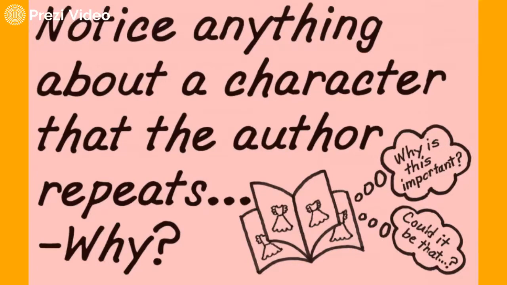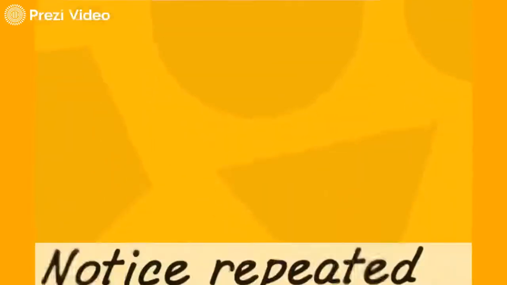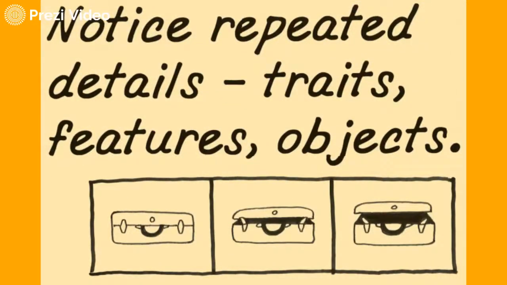So you want to notice anything about a character that the author repeats, and of course, pause and ask yourself why. Why is it important? Next, notice anything that is repeated, those details like character traits or features or objects. And again, ask yourself why. What meaning must it have?